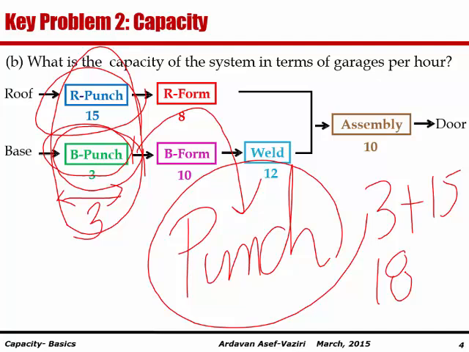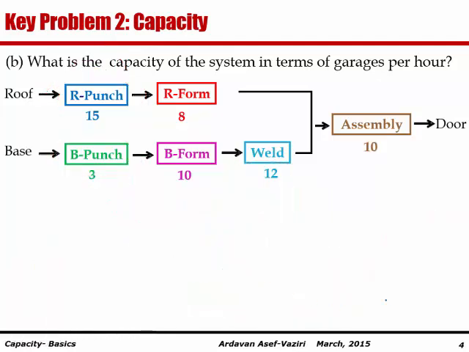We refer to unit load as TP. This much time is allocated to that resource. We show it by TP. Let's take a look at R punch resource. In 15 minutes, I can complete 1 unit of product.